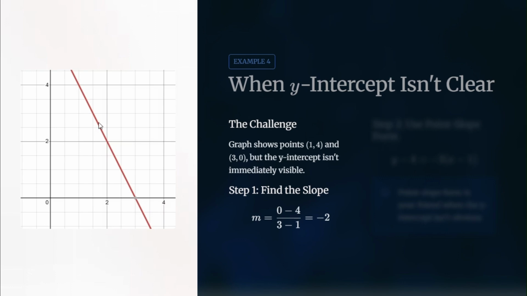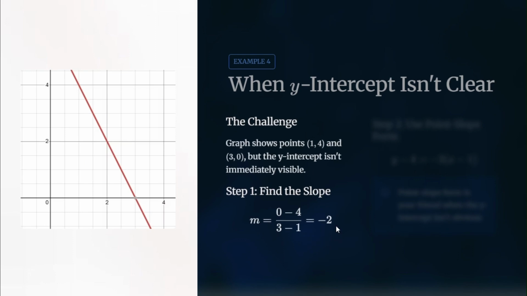Once again, that will be the difference in y. In this case, that will be 0 minus 4 over the difference in x, which will be 3 minus 1. And that will be equal to -2. So my slope is -2.